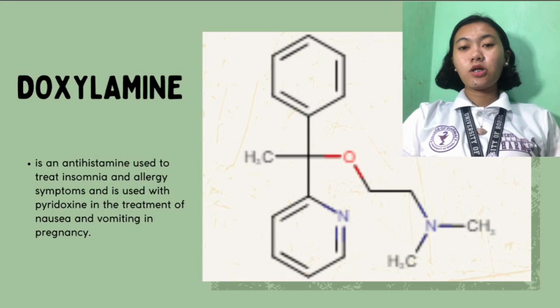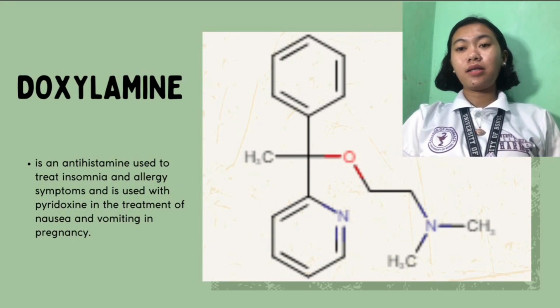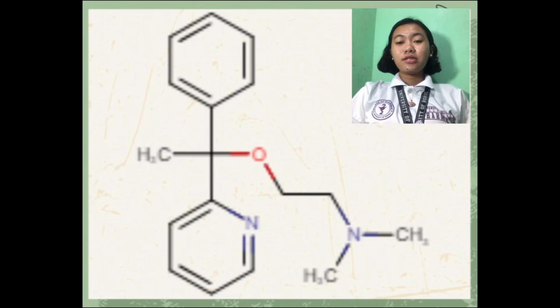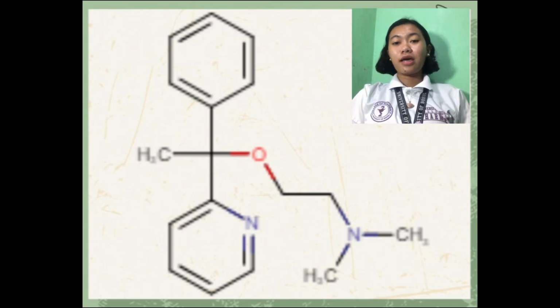Next is doxylamine. It is a first-generation antihistamine belonging to the ethanolamine class, widely used as a sedative, anti-allergic agent, and antiemetic. Its pharmacological effects are primarily attributed to its antagonistic action on histamine H1 receptors, along with moderate anticholinergic activity. This is the structure of doxylamine.